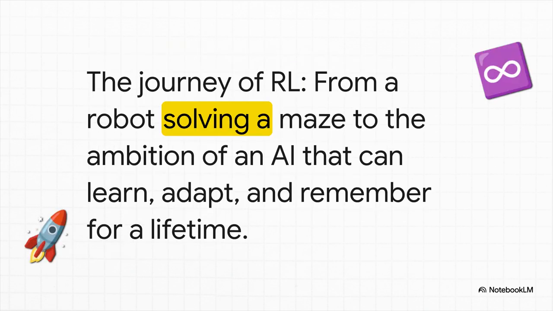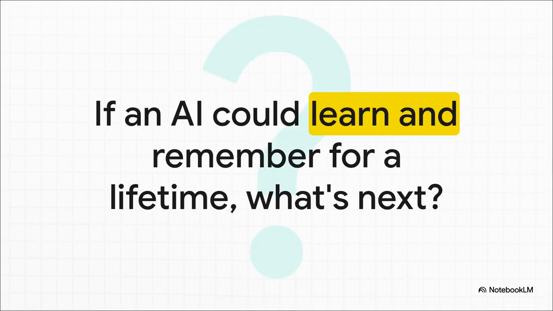So when you step back and look at it, the whole field of reinforcement learning is on this incredible journey. It started with simple ideas, like a little robot figuring its way out of a maze, and now it's tackling these massive, ambitious goals, trying to create an AI that can learn and grow forever. And that really just leaves us with one final, huge question to think about. If we actually crack this code, if we can solve catastrophic forgetting and build an AI that truly learns throughout its entire life, what does that future look like? What could be possible then?